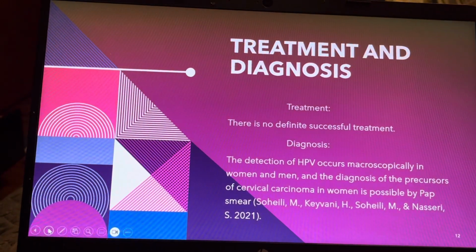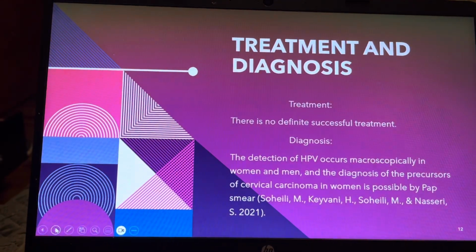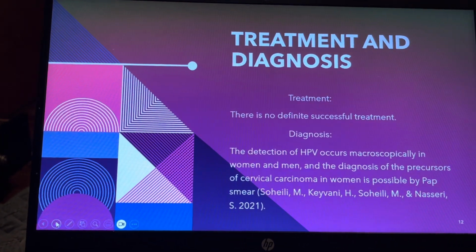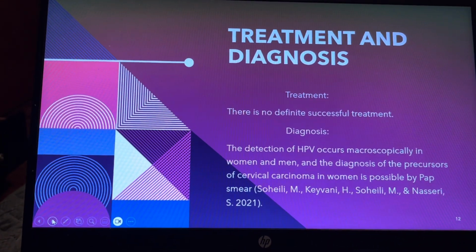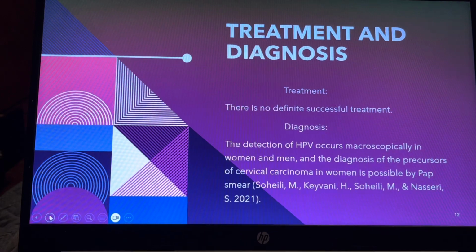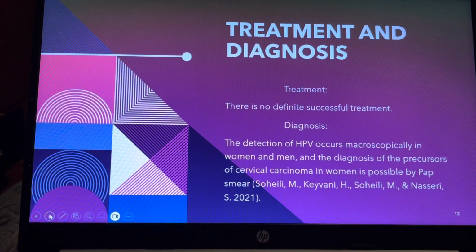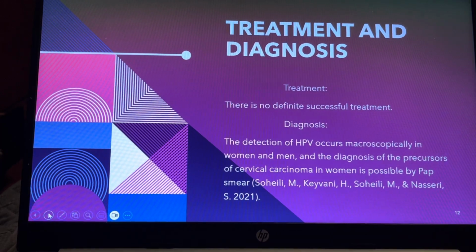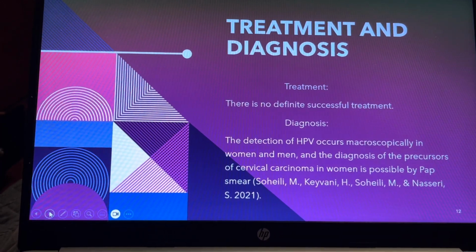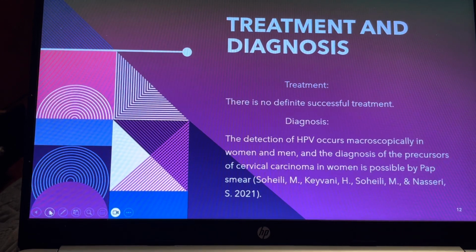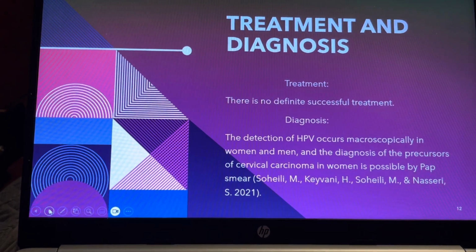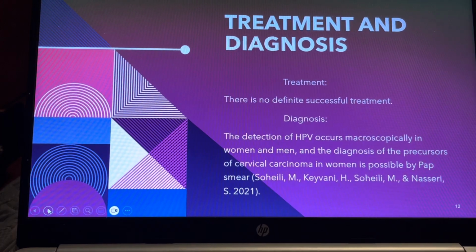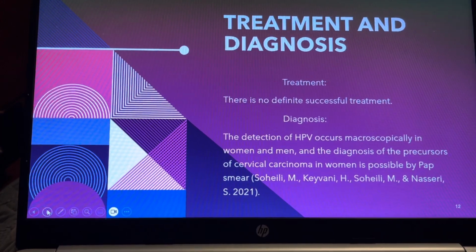Treatment and diagnosis. There are no definite successful treatments noted for the HPV virus. It is also known that it can go away over time. As for how it is diagnosed, the detection of HPV occurs macroscopically in women and men, and the diagnosis of the precursors of cervical carcinoma in women is possible by pap smears. So it's important to get annual checkups for women in cervical exams and pap smears.